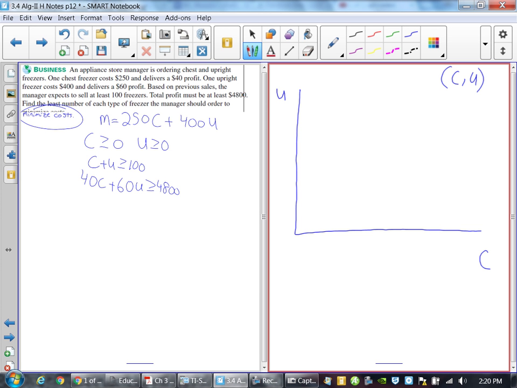What are your C and U intercepts? We have intercepts at 100.